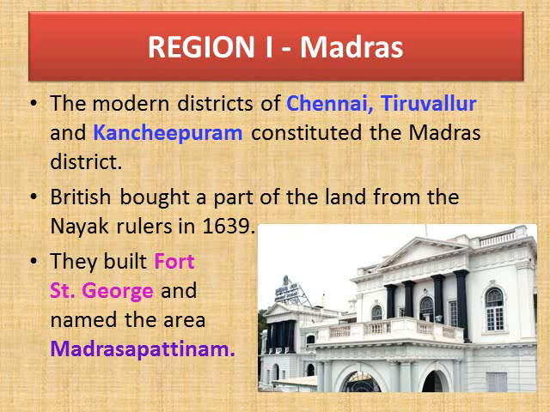The British bought a part of the land from the Nayak rulers in 1639, and they built Fort St. George and named the area Madras Pattinam. It was the British who built the famous Fort St. George, which is the center of the administration even now.